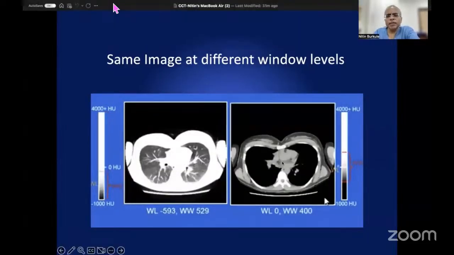Now the same image, if we make the window level at minus 593 and the window width at 529, you see the lungs so well, but you don't see any tissue differentiation in the mediastinum, nor in the chest wall. But since we have taken the window towards the air, we are seeing much better the pulmonary arteries and the bronchograms.